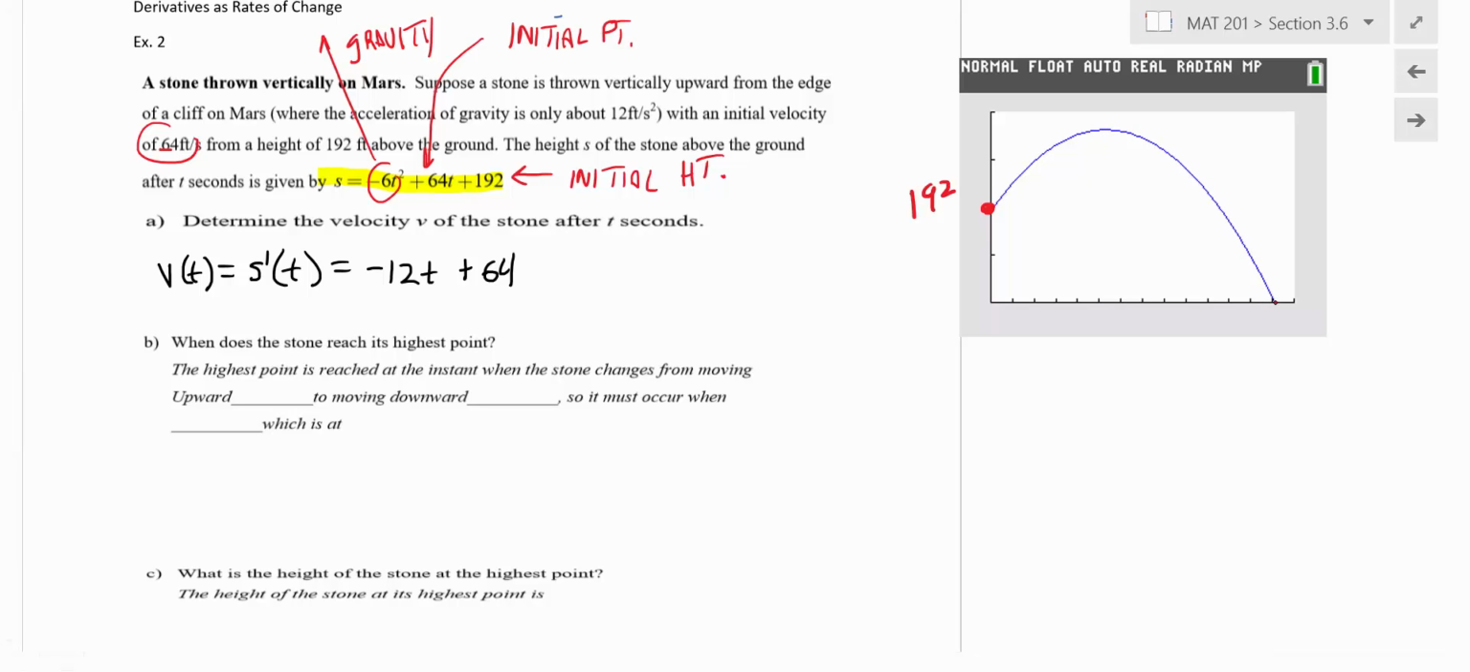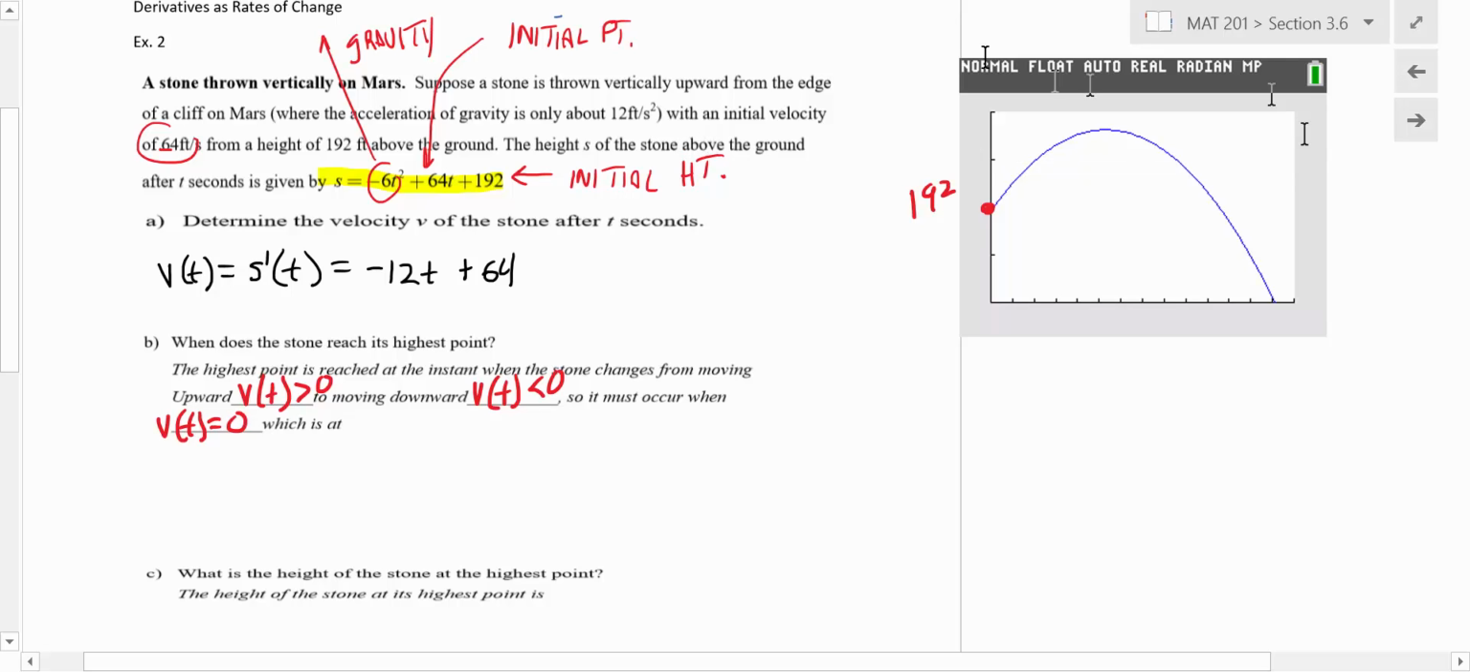Okay, next thing I want to look at here is this. It says the highest point is reached at an instant when the stone changes from moving upward to moving downward. So when you're moving upward, the velocity is positive. And when you're moving downward, the velocity is negative. So it must occur when the velocity is equal to 0. And if you look at my graph, that should make sense to you. You have a positive sloping tangent line here, right? Right there, that velocity would be positive. Right there, the velocity would be 0, and then the velocity would start going negative.